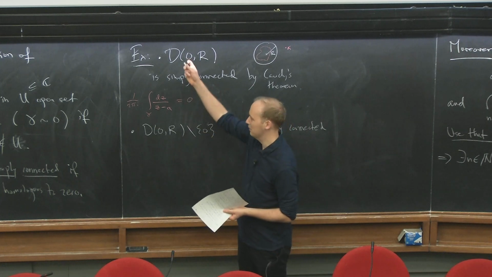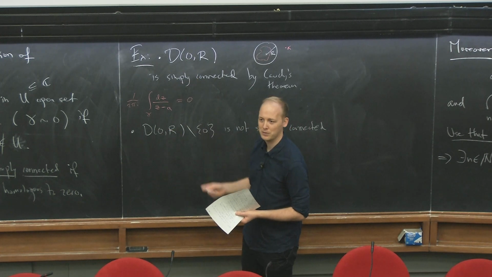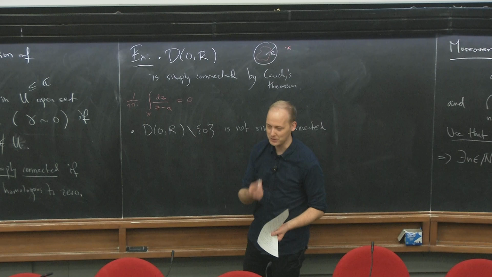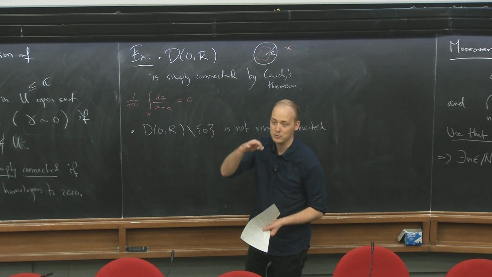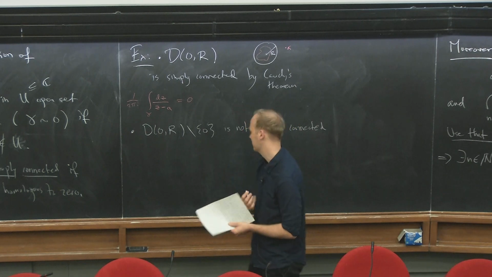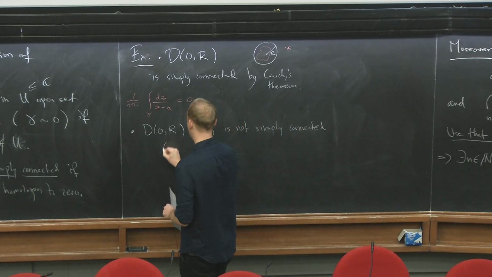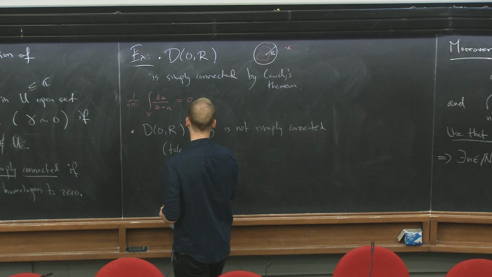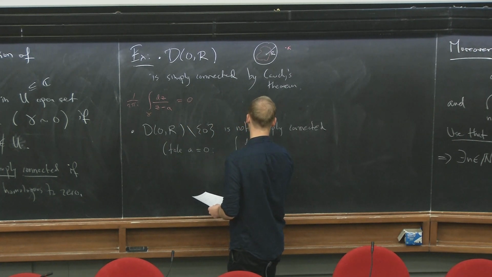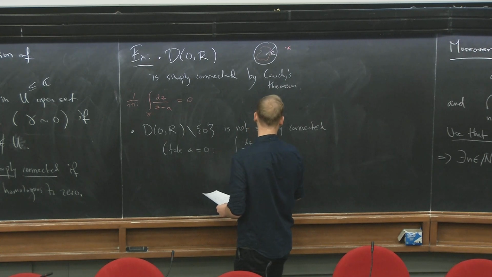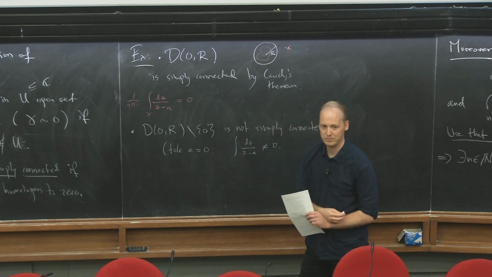So here it was simply connected. Now we removed 0. All of a sudden, it's not simply connected. Well, it's because there was a problem by removing a point inside the disk. I could have removed another point inside the disk, by the way, not just the central point. So the proof is: take a equals 0. And then, of course, this integral of dz over z minus a will no longer be 0.